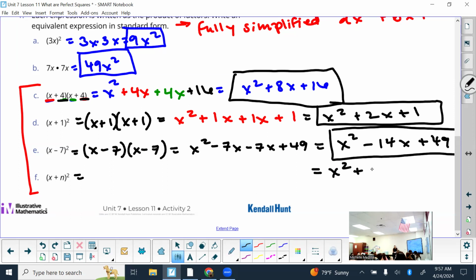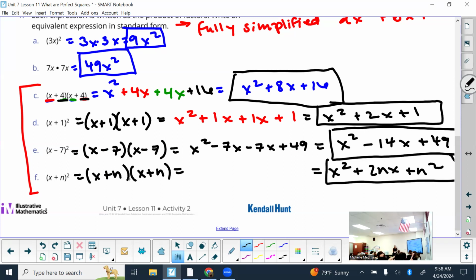X squared is x squared. Okay, almost completely right. 2xn in the middle, or usually we put it in alphabetical order, although 2xn and 2nx would be the same. But now this would be the right answer, so good. So first you would have had to expand it, then FOIL, or whatever you like better.